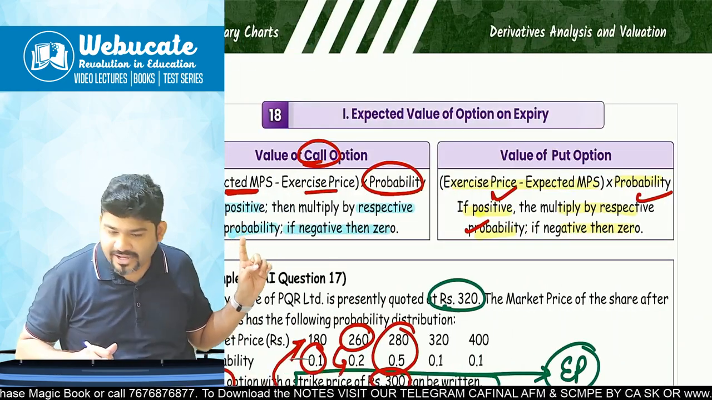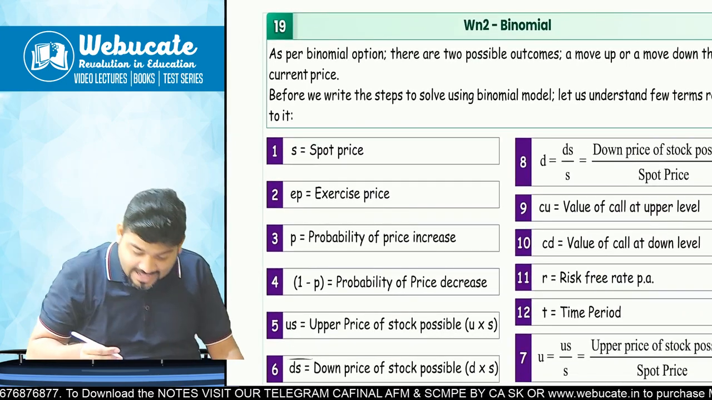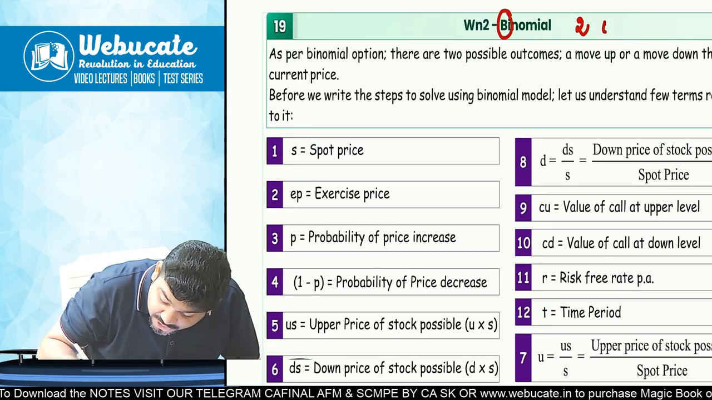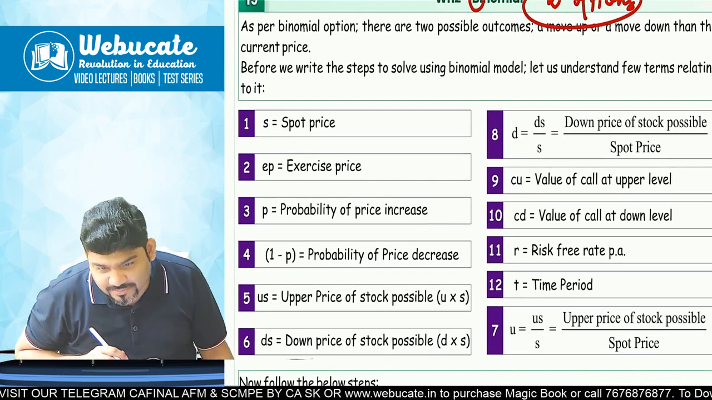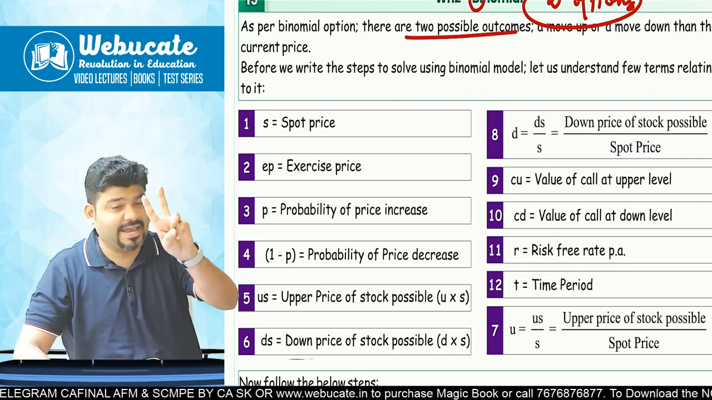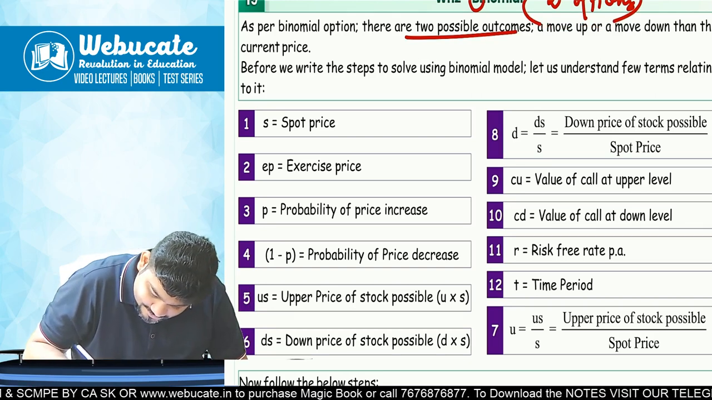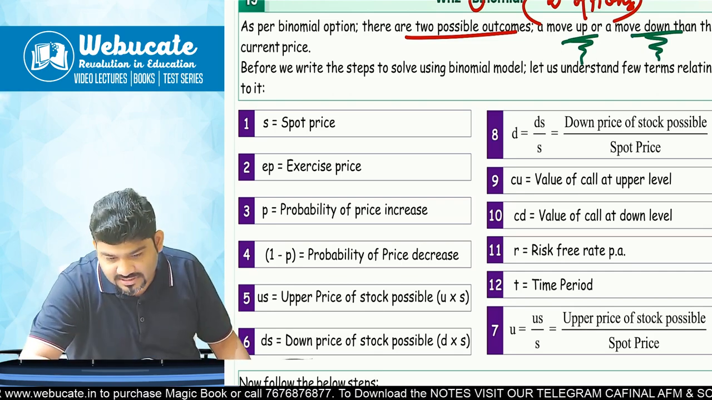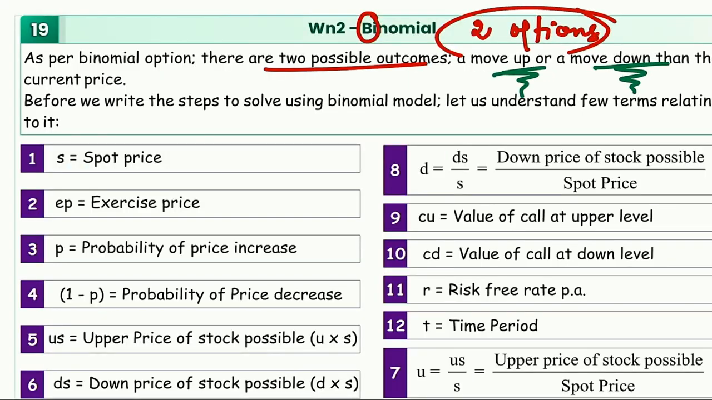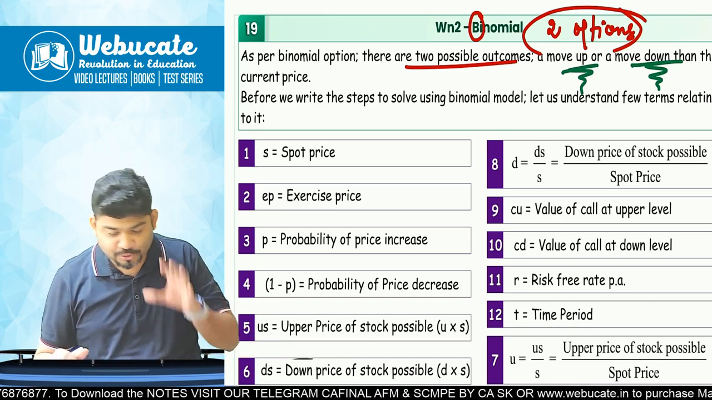Okay? Now we move on to the second method, and this second method is called the binomial method. As the name suggests, binomial means two options will always be there. So as per binomial options, there are two possible outcomes: a move up or a move down. Then the current price. So this is your binomial option.